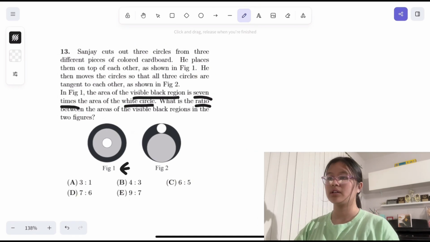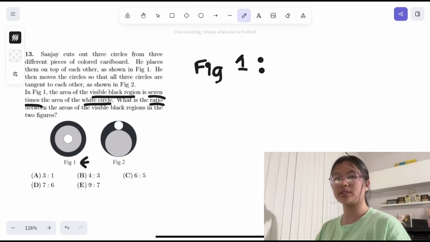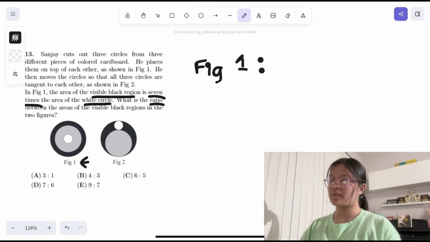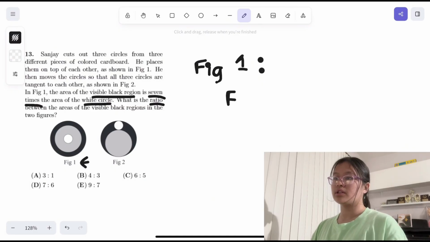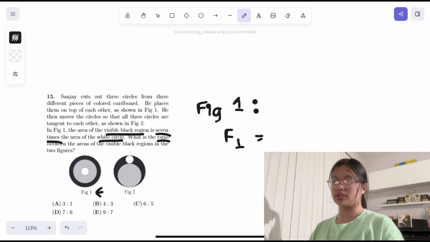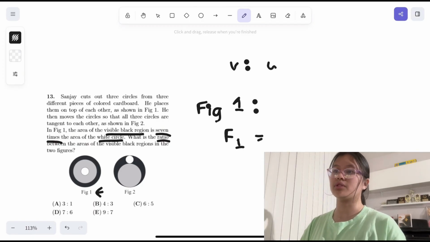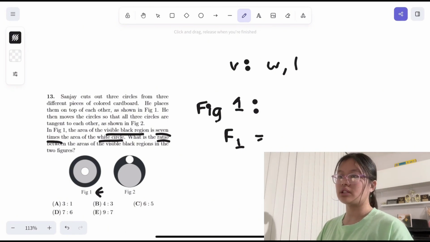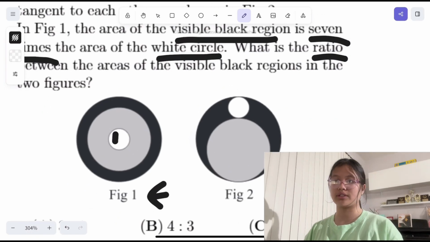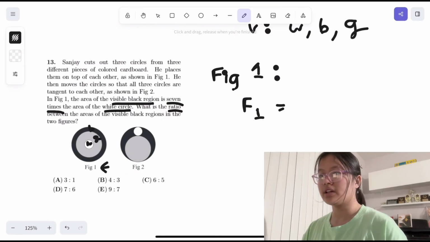Alright. So now figure 1, let's put that on the side. Figure 1. Okay, so we can abbreviate that into F1. Also, our variables, I forgot to mention before. White is W, black is B, and then G is gray. So that would make it easier for us to do. White, black, and gray. Okay, that's how the variables work.